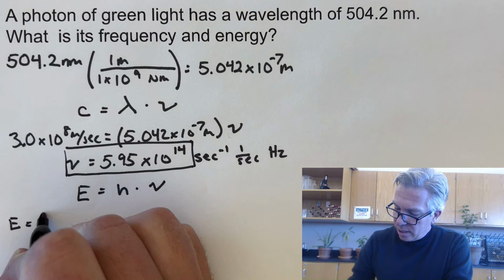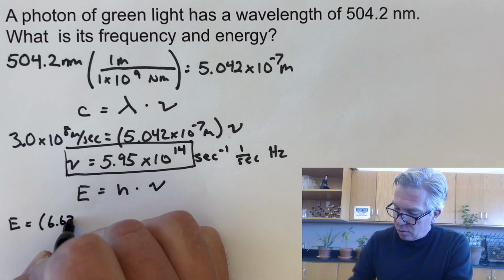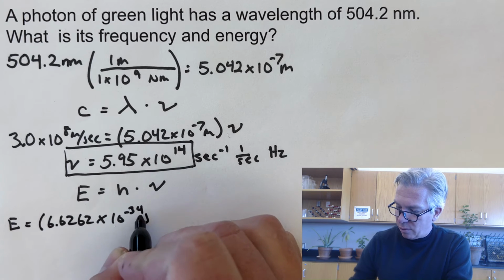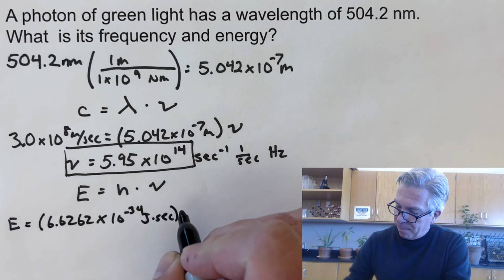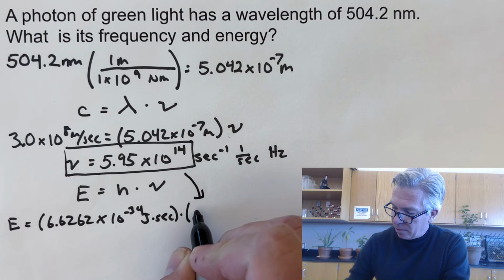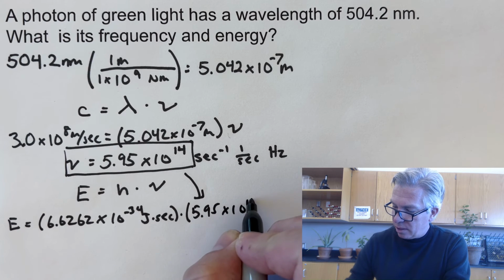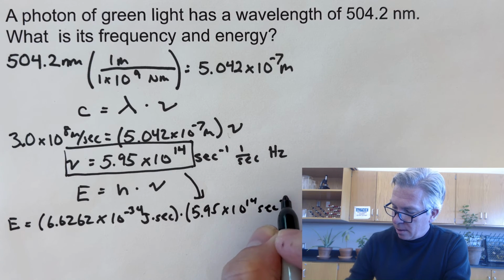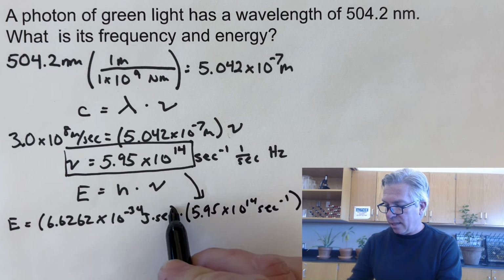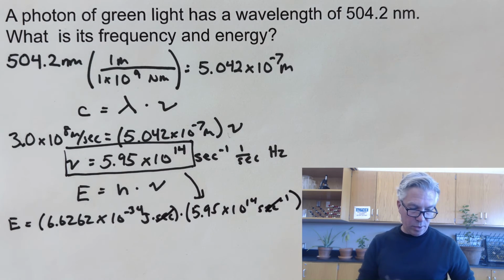All right, so the energy is Planck's constant, 6.6262 times 10 to the minus 34th, which is a really weird number. Very small. And then we can actually just plug in our frequency we just found, 5.95 times 10 to the 14th. So this is joules times seconds, and this is 1 over seconds. So the seconds is going to cancel, and we're going to be left with joules.